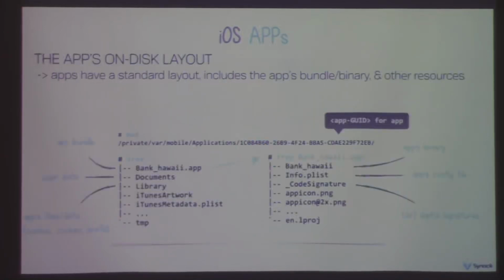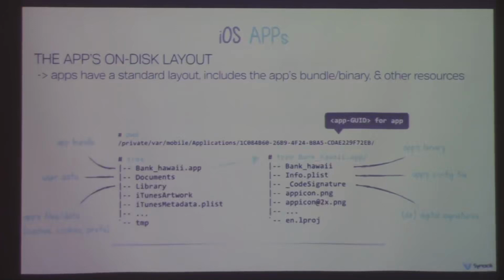So for reverse engineering, it's important to understand the on-disk layout of an application, pretty much how it looks once it's installed on the device. Luckily, apps have a standard on-disk layout. Non-Apple apps are installed to the /private/var/mobile/Applications directory, and then each application gets a unique UUID, just generated at runtime by iOS.